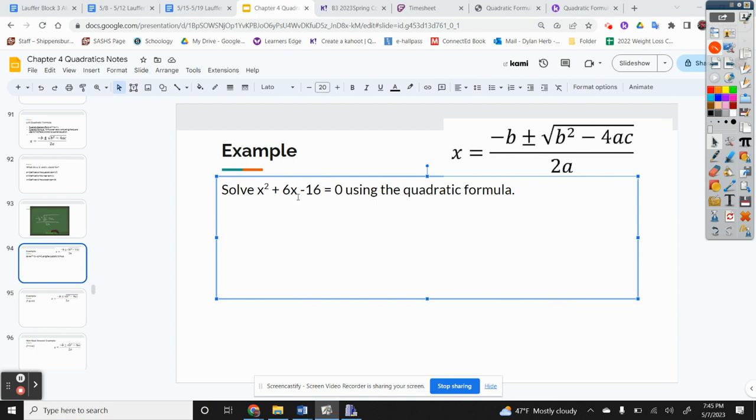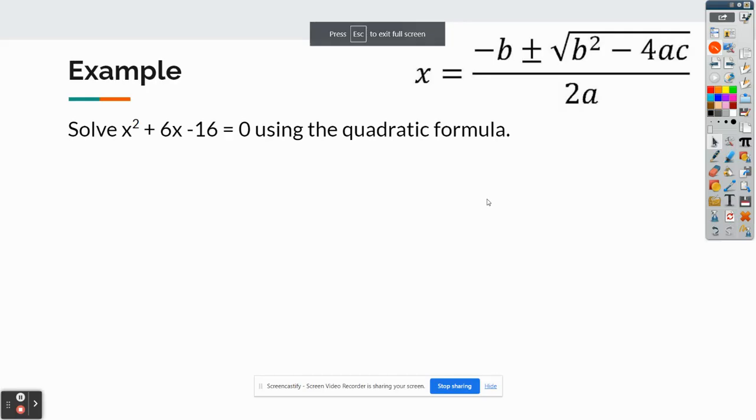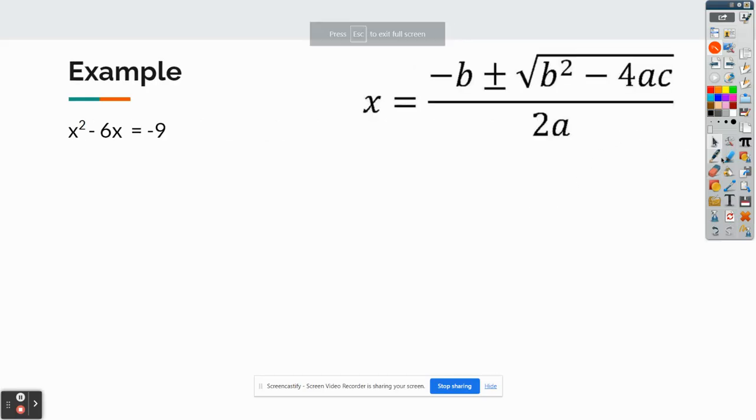So to be honest, probably the factoring method would have been way faster. We could have factored this into x plus 8 times x minus 2 and then had our solutions pretty quick. But again, not every quadratic can be factored. So sometimes you have to use a different method, like the quadratic formula.